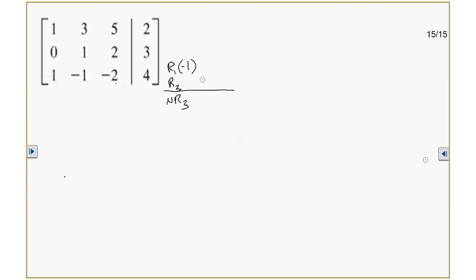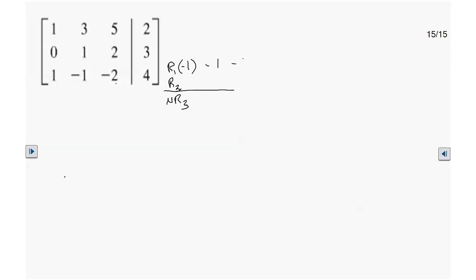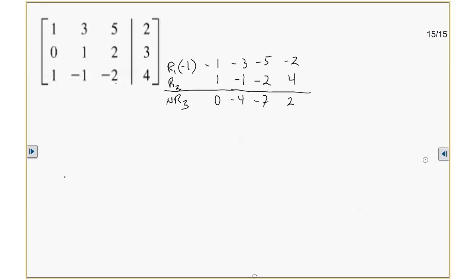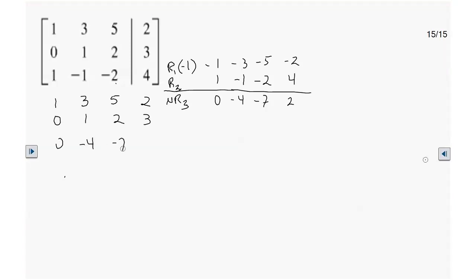So row 1 becomes negative 1, negative 3, negative 5, and negative 2. And I'm going to add it to 1, negative 1, negative 2, and 4. That gives me 0, negative 4, negative 7, and 2. So 1, 3, 5, 2; 0, 1, 2, 3; 0, negative 4, negative 7, and 2.